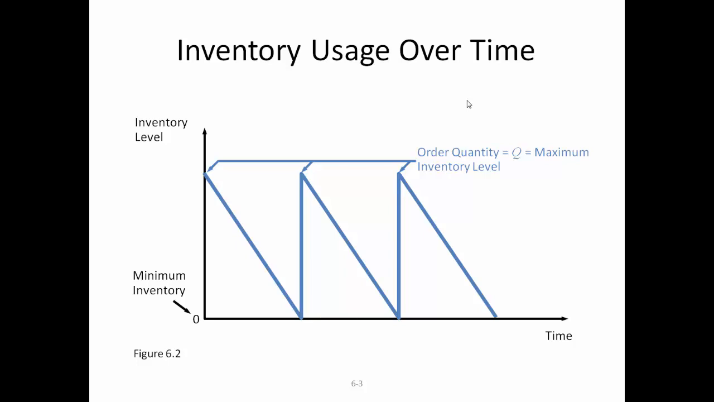Well, ideally, we want that inventory to get to zero and then automatically replenish our stock. And then we let it go back down to zero, then automatically or instantaneously replenish our stock. And that's what this diagram shows.